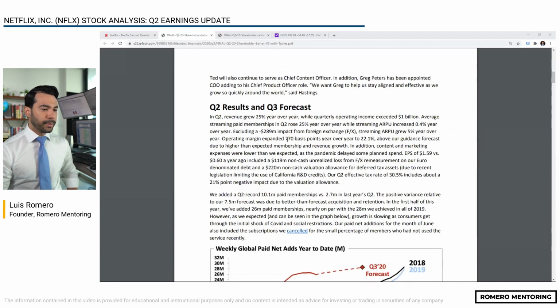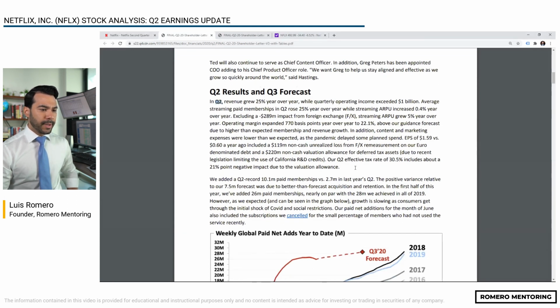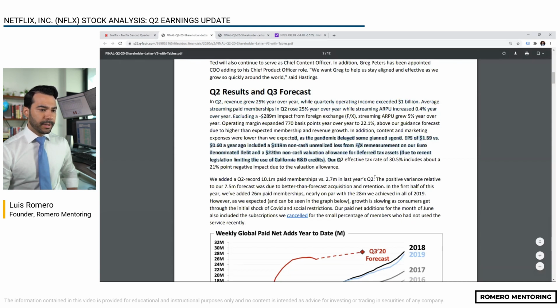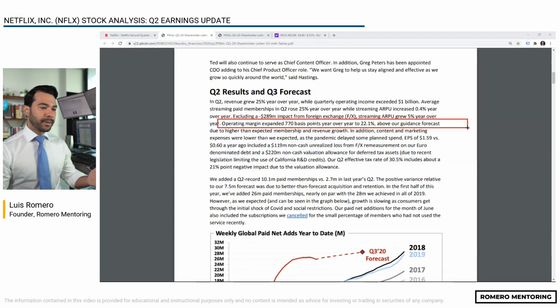Okay, so here we have second quarter and third quarter results. Anything here that's interesting that stood out? For year forecast guidance, let's see, as the pandemic delays plans. Okay, here, I think this is important to really understand what was happening on an operating basis. So operating margin expanded by 770 basis points, okay. Above our guidance forecast due to higher than expected membership in the first half. In addition, content marketing expenses were lower than expected as the pandemic delays some planned spend. Okay, we see that.